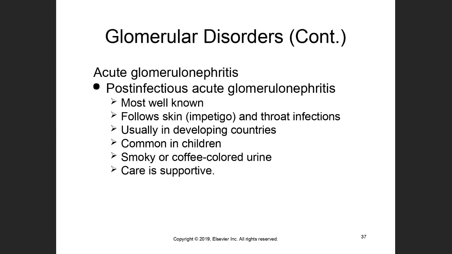This is one type of glomerulonephritis, okay? It's post-infectious acute glomerulonephritis. The real name is post-streptococcal glomerulonephritis, okay? Post-streptococcal, why? Because it's after infection with streptococcal bacteria. One of the most common is impetigo. Impetigo is an infection that is common in childhood. Also, this condition is common in childhood, so you don't see this in adulthood.